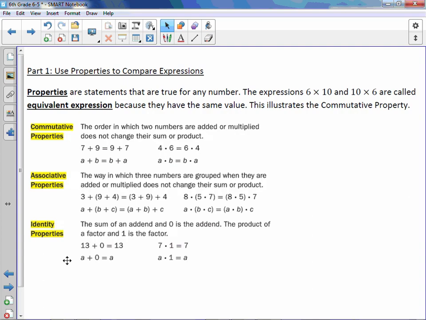Identity properties state that the sum of an addend and 0 is the addend, and the product of a factor and 1 is the factor. So what you put in, you get out. If you are looking in the mirror, you will see yourself. So 13, when it's being added to 0, what comes out is itself, 13. Same thing with 7 times 1. When you multiply 7 by 1, you get 7 in return. You get the same thing you started with. Those are identity properties.